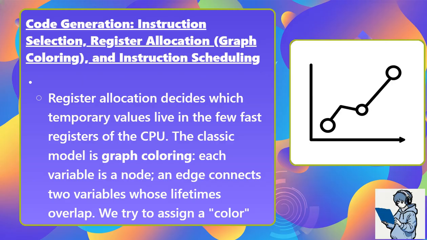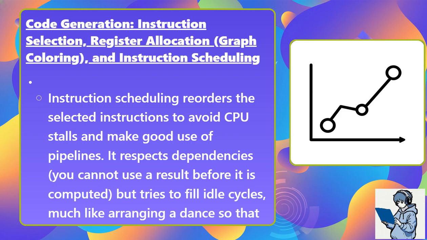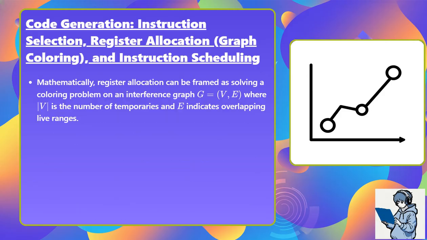Instruction scheduling reorders the selected instructions to avoid CPU stalls and make good use of pipelines. It respects dependencies. You cannot use a result before it is computed, but it tries to fill idle cycles, much like arranging a dance so that no dancer waits unnecessarily.